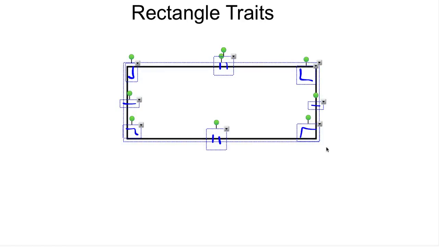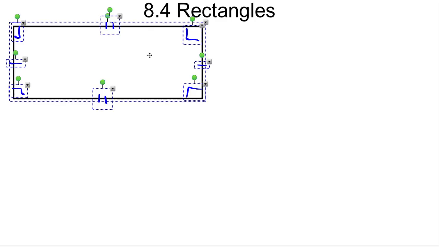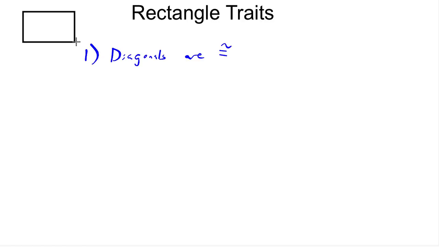But there are also some key traits for rectangles that we want to look at. So let's look at those traits. So the diagonals are congruent. So before, with any parallelogram, they bisect each other. Well, now these diagonals are going to be congruent. Diagonals are going to be congruent.